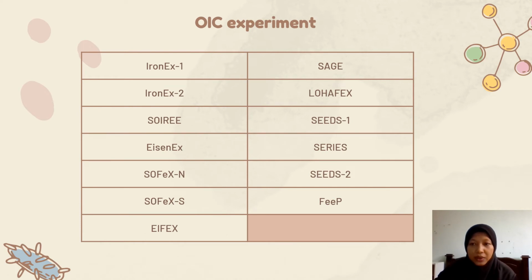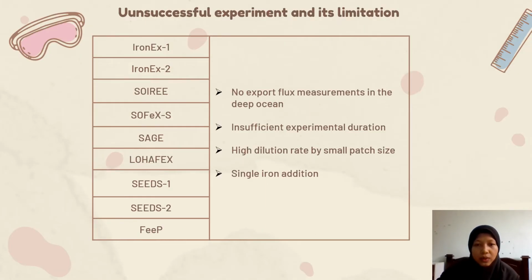As you can see here, these are 13 artificial ocean iron fertilization experiments that have been conducted. These are 9 unsuccessful artificial ocean iron fertilization experiments and the limitations on why they were unsuccessful. It is because of no export flux measurements in the deep ocean, insufficient experimental duration, high dilution rate by small patch size, and single iron addition.